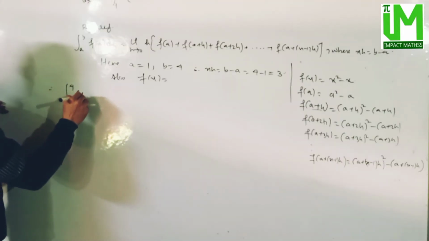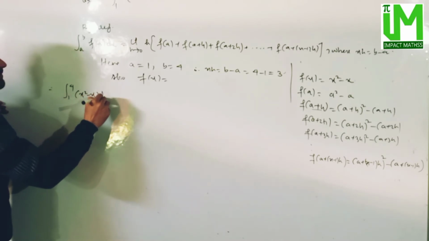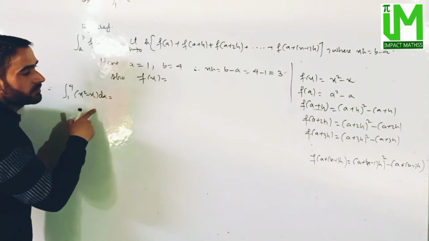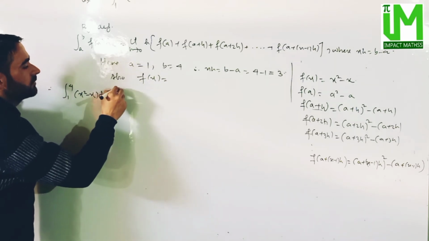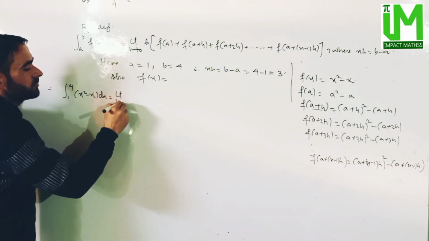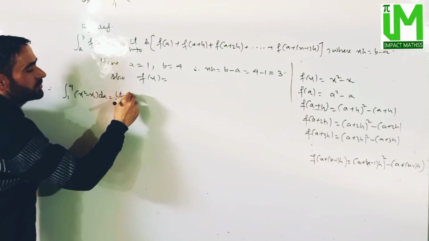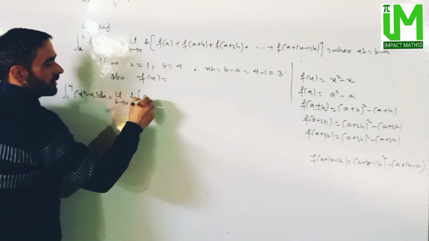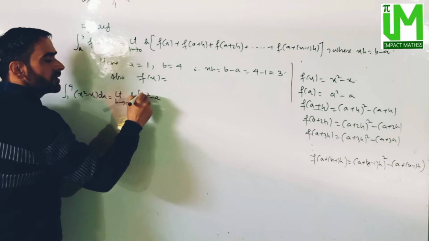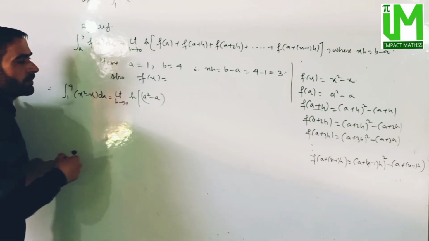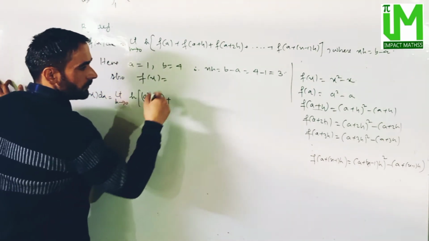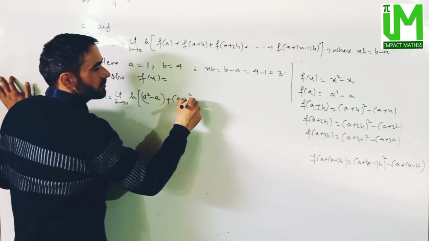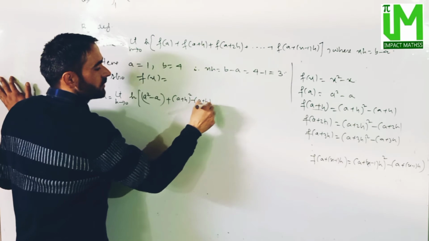So therefore we have the integral from 1 to 4 of x square minus x dx, which is equal to the limit as h tends to 0 of h times f of a, whose value is a square minus a. Pay attention to the calculation. a square minus a plus, then it will be a plus h whole square minus a plus h.